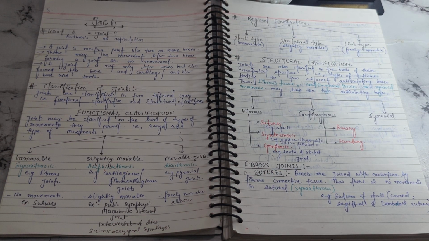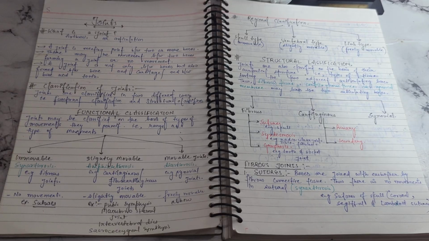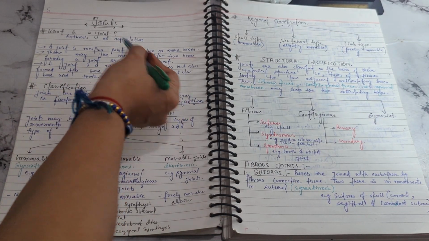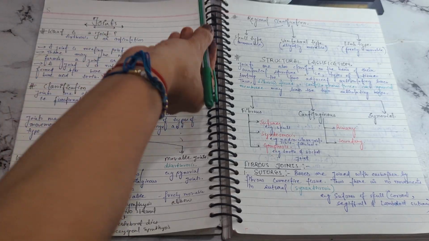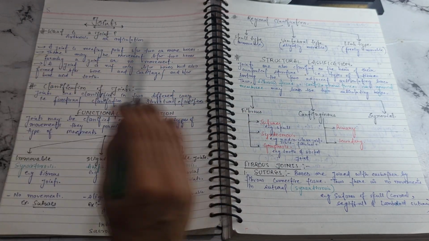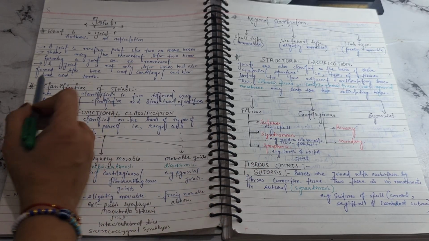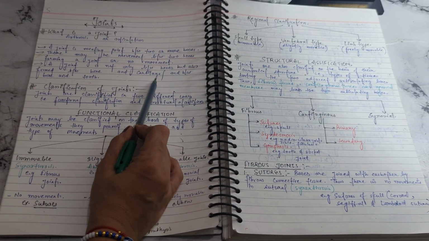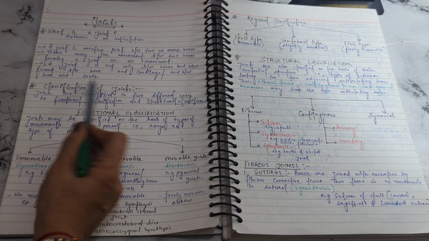So today we are going to study about joints. A joint is basically also known as arthrosis or articulation. Arthrosis means articulation. A joint is the meeting point between two or more bones. There may be movement between them or no movement between them. A joint is not only between bones but also between cartilage, and between bones and teeth.